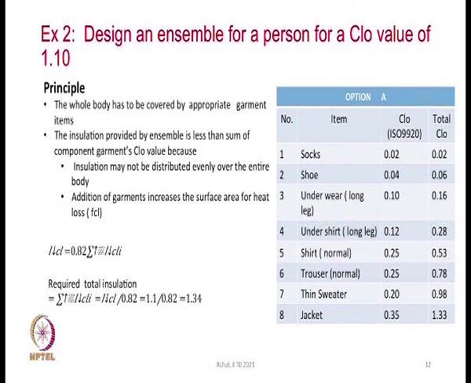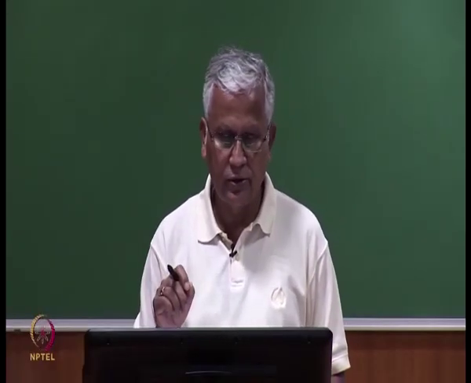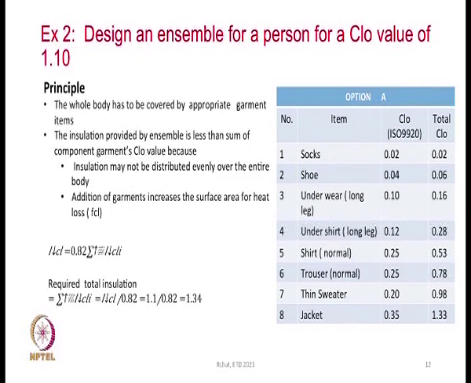This is important, that if I know the kilo value of the items that we generally use and we choose them one by one and make a sum of the kilo values of individual garments, the ensemble kilo value will be less than that, because insulation may not be distributed evenly over the entire body and addition of garment increases the surface area for heat loss. Therefore, we know this is the equation which needs to be used, that is ICL, the total ensemble kilo value ICL is 0.82 times the sum of ICLI kilo values of individual items. This is the equation that has been given through some empirical study by some standard institutions.